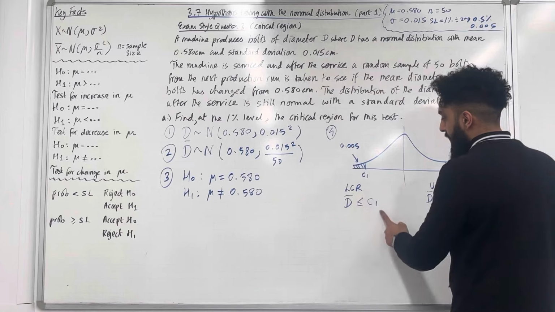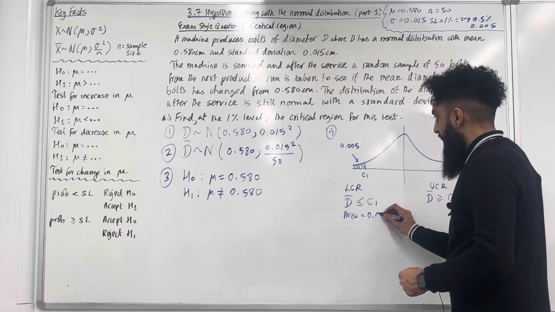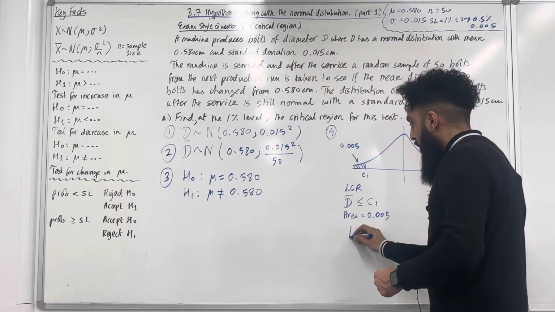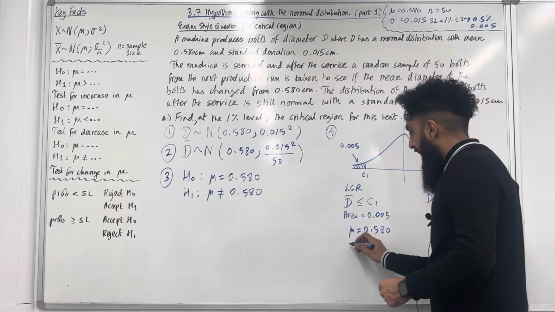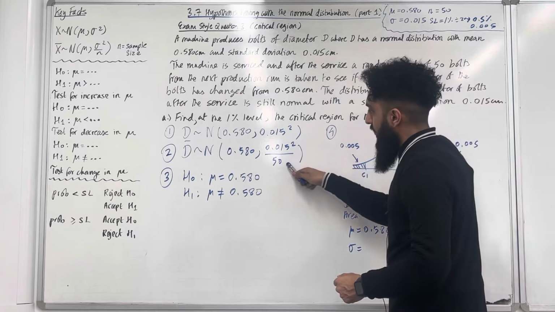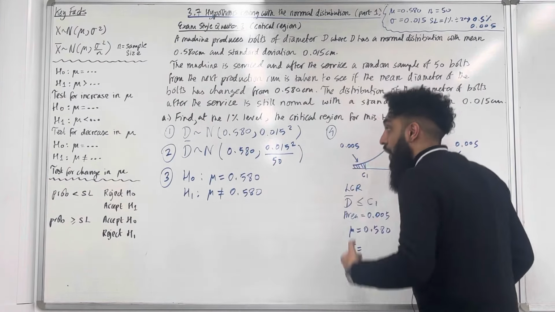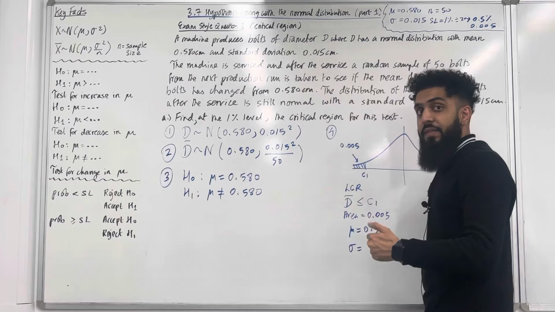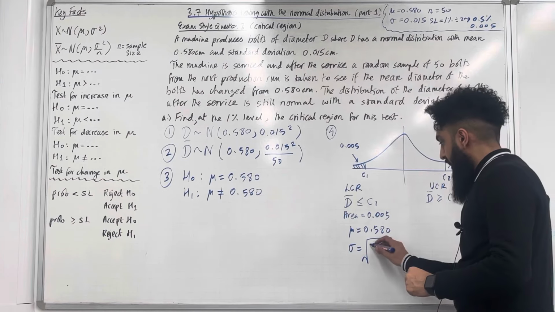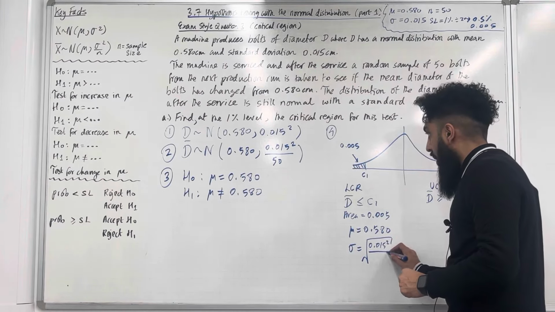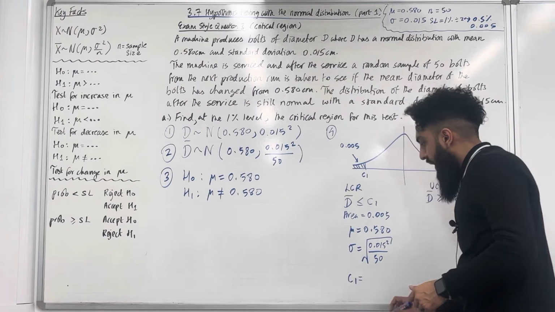So let's work out C1. Now the area to the left is 0.005. The mean mu over here is 0.580. The standard deviation sigma is the square root of this. Remember, we take the square root of this, not the square root of this, because we want the standard deviation of the sample mean of D, not the standard deviation of D. So be careful. So square root of 0.015 squared over 50.